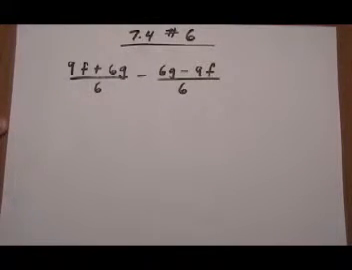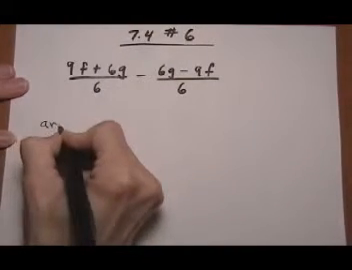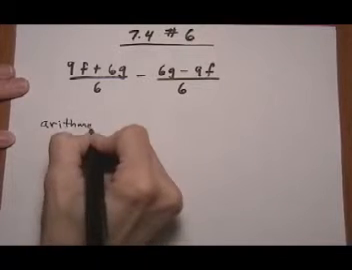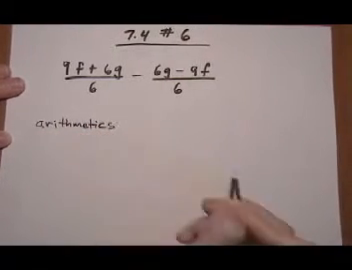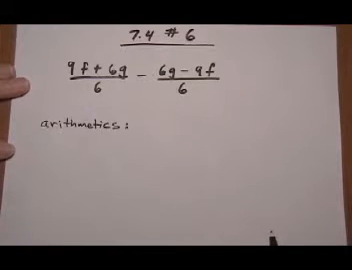7.4, number 6. Adding and subtracting rational expressions. We're going to do a few here in this video clip that have the same denominators. So first let's just remind ourselves what we want to do in arithmetic, if we had no variables, if we were adding or subtracting some fractions.